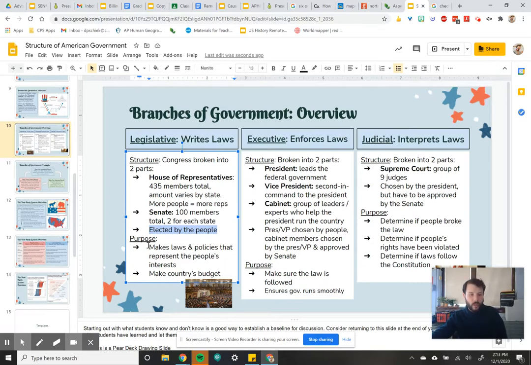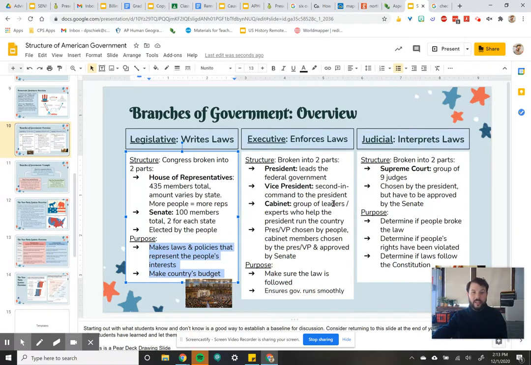And what is the purpose of Congress? Well, they have 2 main jobs. They have a lot more jobs than this, but they're 2 main jobs. Number 1, they make laws and policies that represent what the people want. And number 2, they make the country's budget. They have control over how our tax money is used.